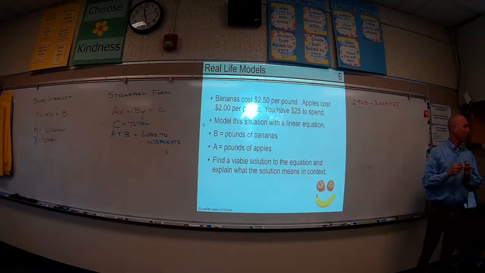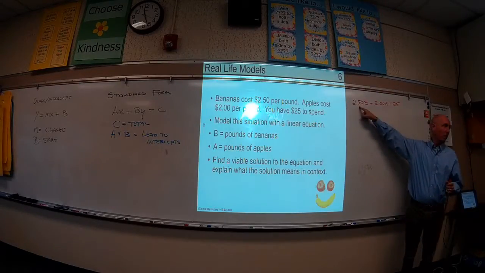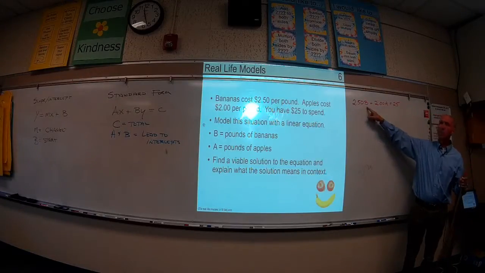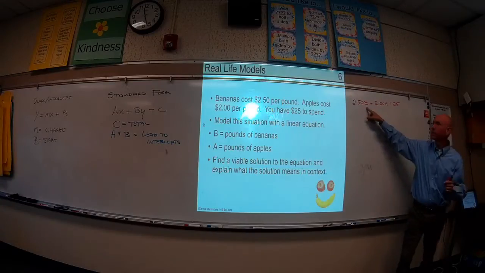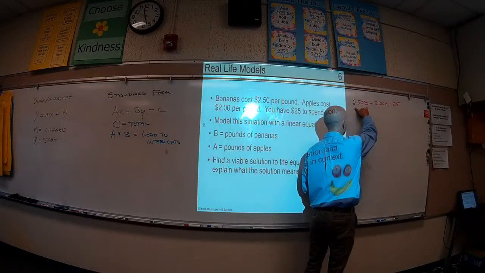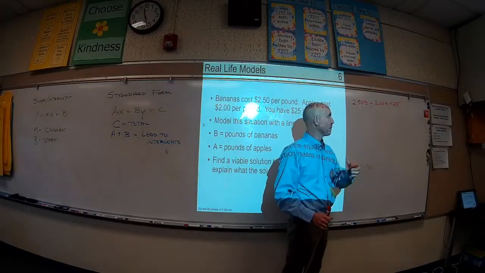Now I'm going to start talking to people. I will start with Chris. Chris, what does the 2.5 represent? Bananas per pound. It's the cost. It's the price of bananas per pound, correct? Okay. Lizette, what does the B stand for? How many bananas. Jackson, what does 2.5 B represent? The total number of bananas. It's not. It's the cost of the bananas, the total cost of the bananas I buy.